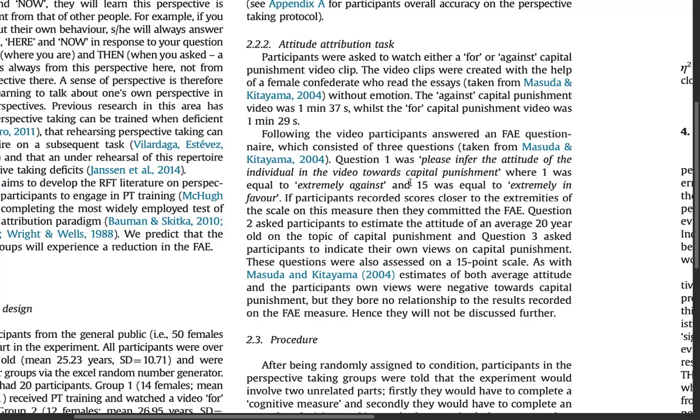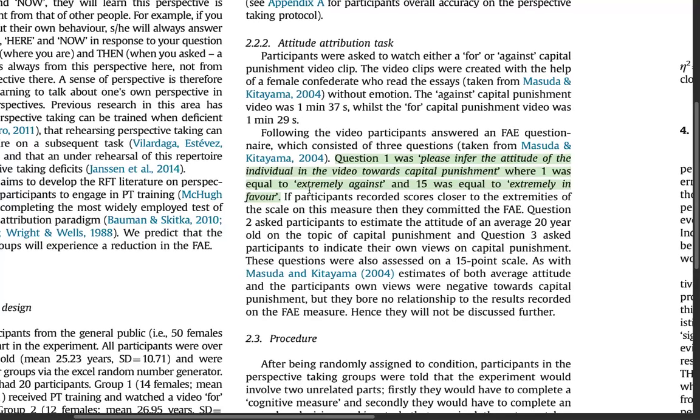opinion. So here, this is where we get to the numbering. And this is a little tricky. So question 1 was please infer the attitude of the individual in the video towards capital punishment, where 1 was extremely against and 15 was extremely in favor. So 1 and 15 are your extreme scores, extreme attitude attributions. So we're looking at how extreme those numbers are. Whereas if it's towards the center, we're saying that we're not inferring that they have those extreme attitudes. So that's an operational definition of this variable.